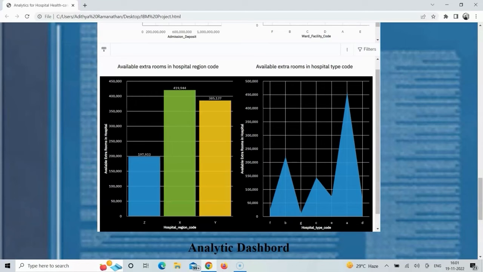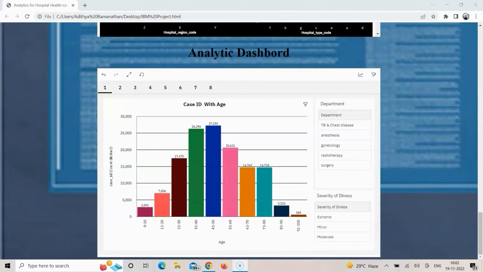Thank you. Analytical dashboard. In this visualization, we see case ID with ages. The x-axis consists of age and the y-axis consists of case IDs. If we look at the graph, we can clearly understand that the age group between 31 to 40 consists of the most patients reported. Moving on to the next slide.